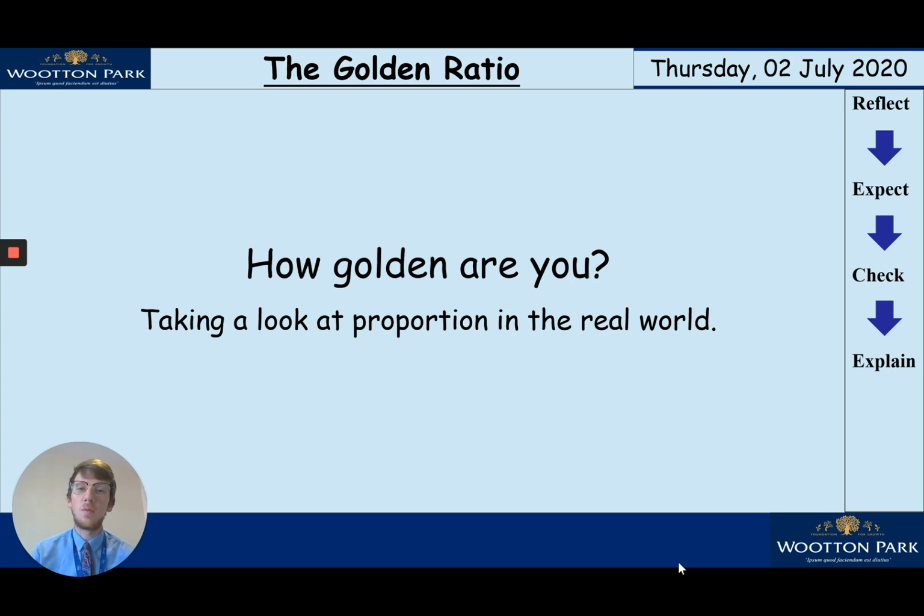Like I said, I'm one of the curriculum leaders for maths. So today we're going to be doing a bit of a maths lesson, exploring ratio, proportion, and sequences, and looking at where they apply in the real world. In particular, we're going to look at something called the golden ratio. Some of you may have heard of it before, some of you may not, but we're going to look at where this occurs in real life: in nature, in art, in architecture. It shows how mathematics is the language of the universe and how it occurs everywhere. So we're going to be taking a look at proportion in the real world, and we're going to explore the golden ratio and how golden you are.